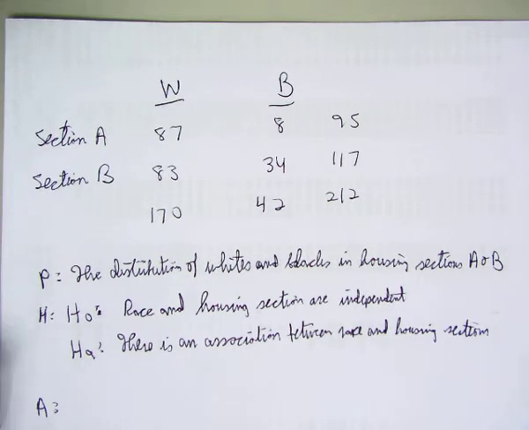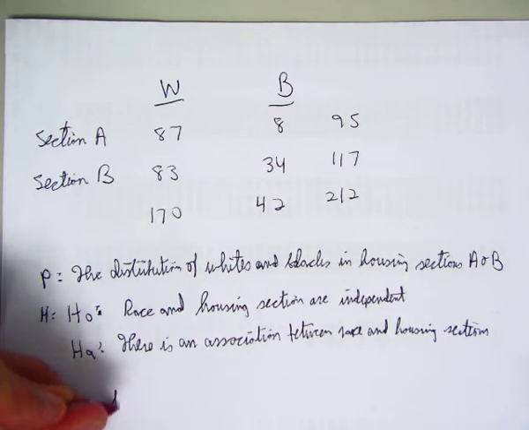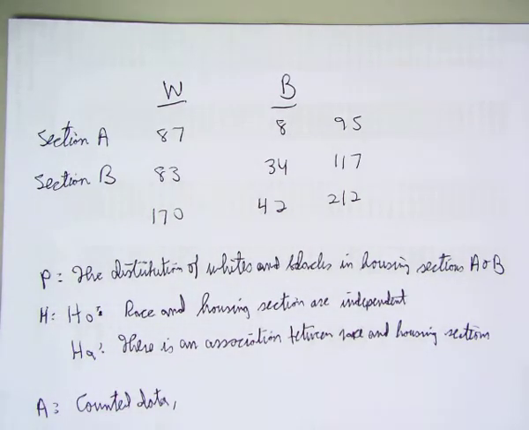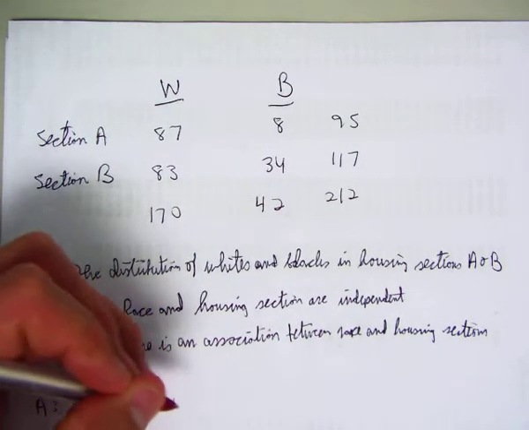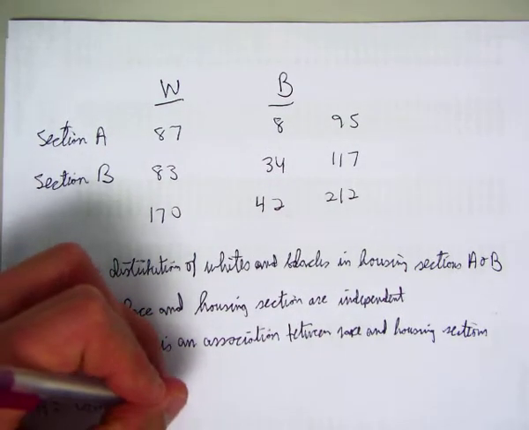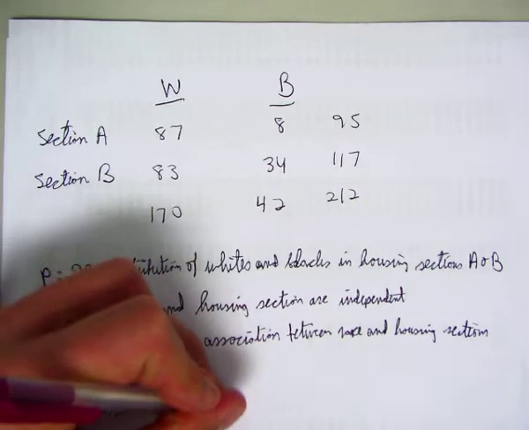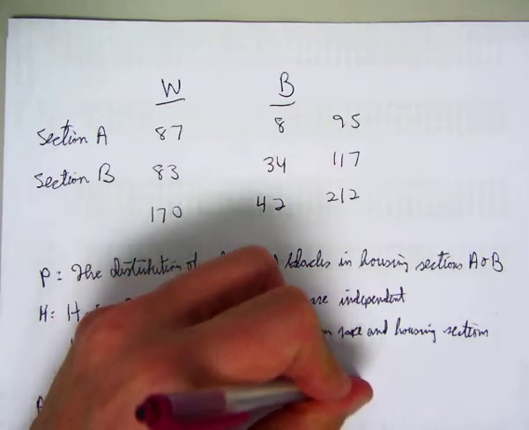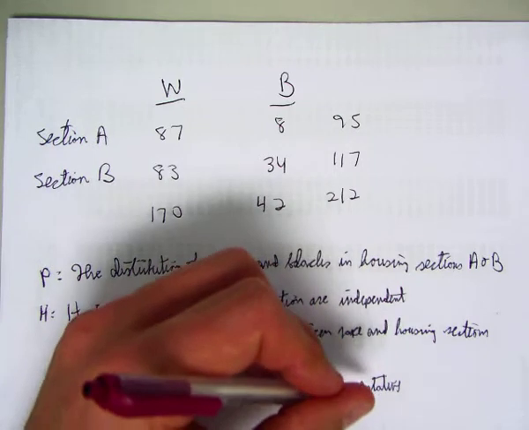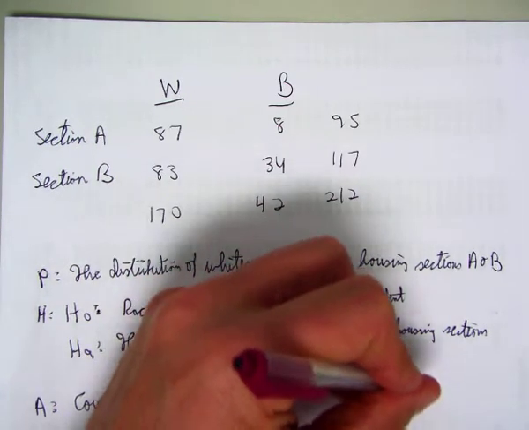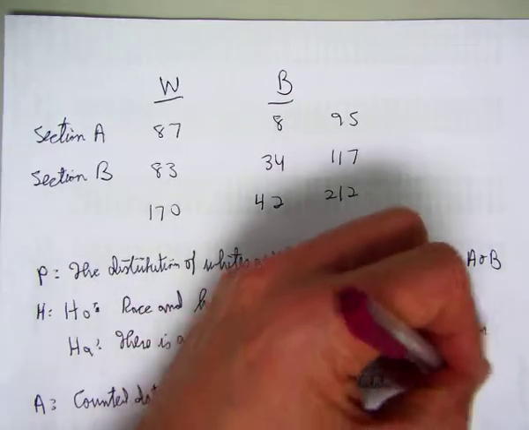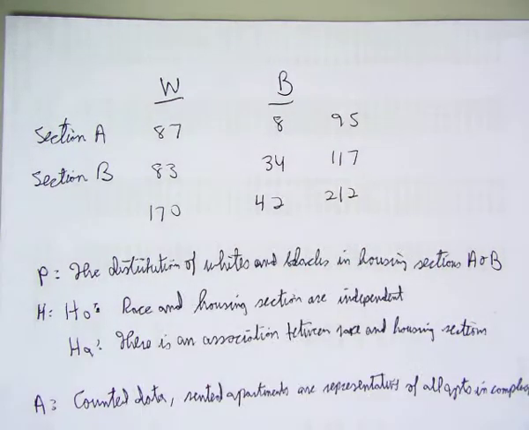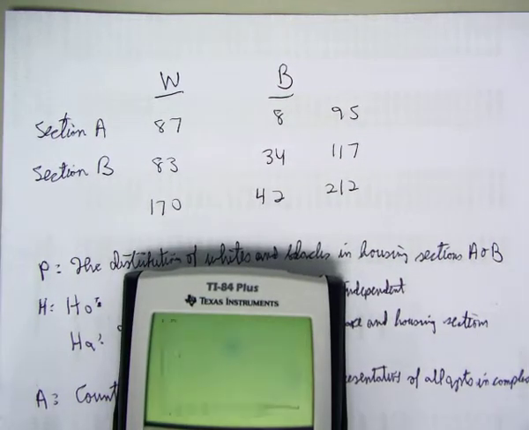Now our assumptions are that this is counted data, and I do not believe that this is random. So we're going to say that the rented apartments are representative of all apartments in the complex. And then we have to do the expected, right? So let's figure all those out.